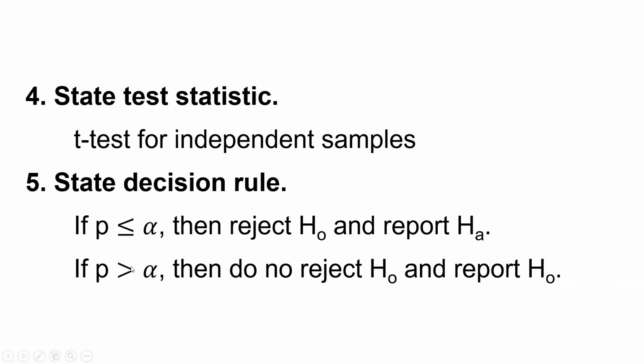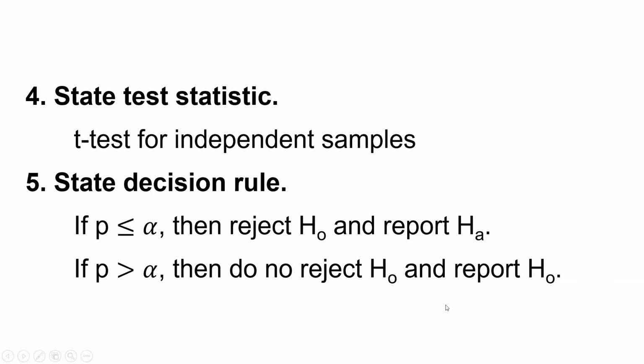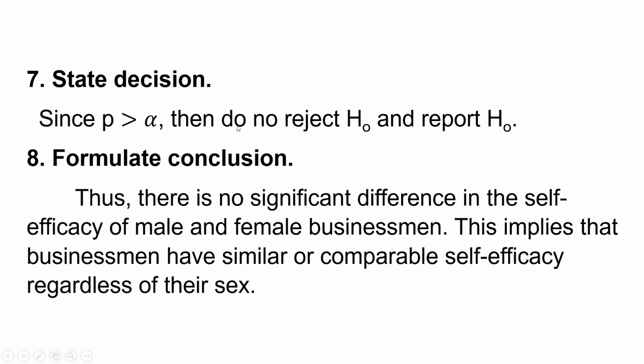Yes po, Doc. If you could see here, P is greater than alpha because 0.974 is greater than 0.05. So, therefore, we will what? It says here, do not reject. We will not reject HO and report HO. That's why we have this here.